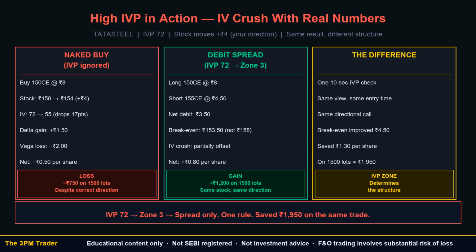When IV drops, both your long and short leg lose value. The short leg partially cancels the long. You are hedged against IV, not perfectly, but enough.